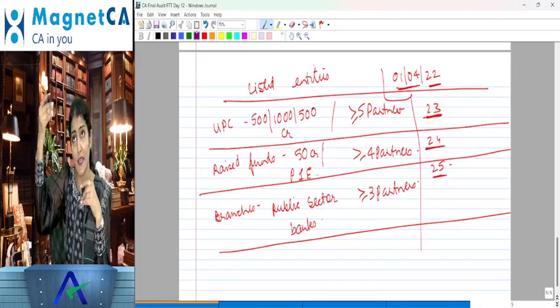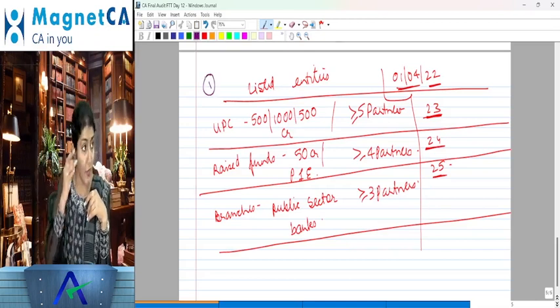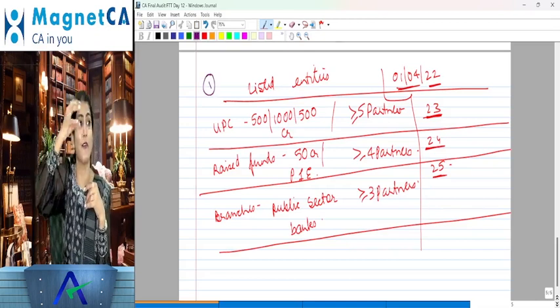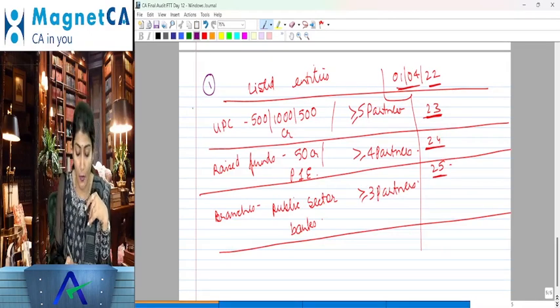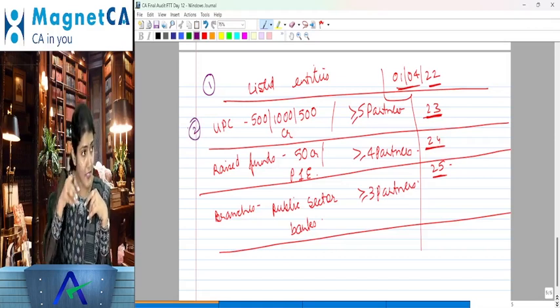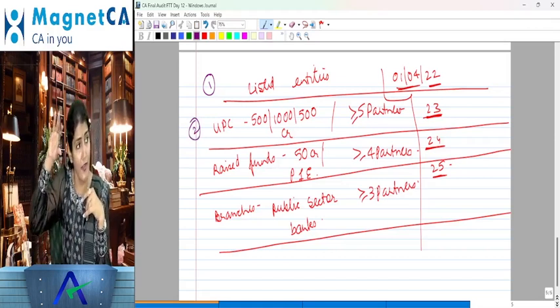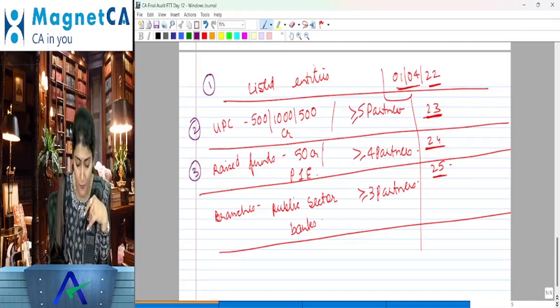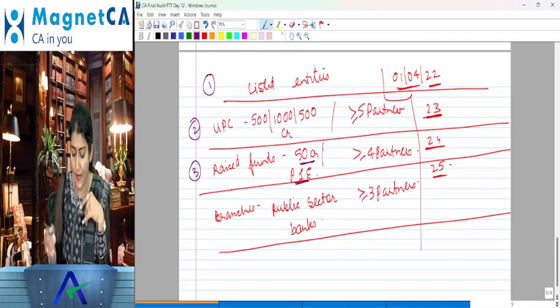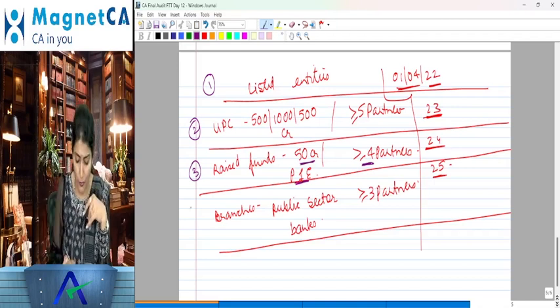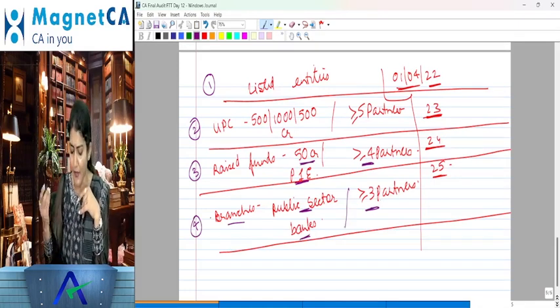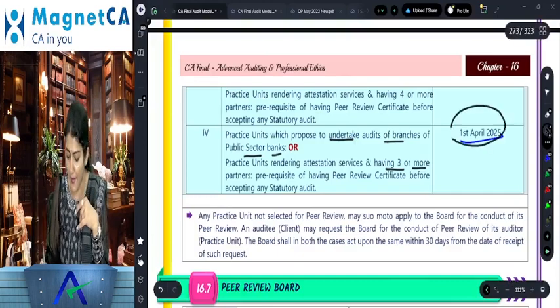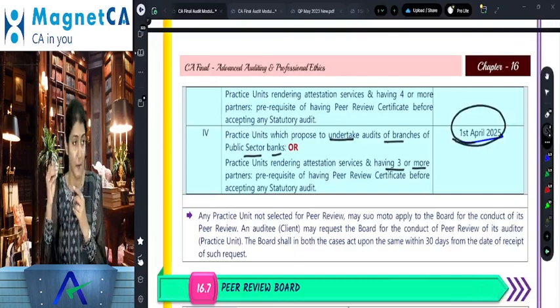Yes, from 1st April 22, if your CA firm, practice unit, is doing the audit of a listed entity, or the audit of unlisted public companies, or the firm has 5 or more partners. Then, raised funds of more than 50 crore, or it is a public interest entity, or has 4 or more partners. And then what does it say? Doing the audits of the branches of public sector banks, or it is a firm having 3 or more partners. Then peer review is mandatory with effect from 1st April 25.